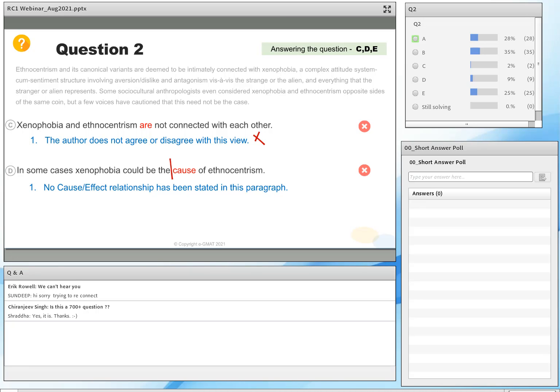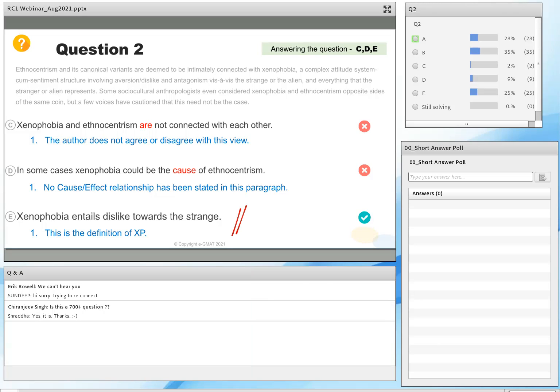Now let's talk about option D. Option D is the easiest option to eliminate because it talks about something called causality, which is not discussed anywhere in the passage. You do not know whether EC caused XP or whether XP caused EC. Nothing is mentioned in the passage. So there is no way you should be choosing option D.